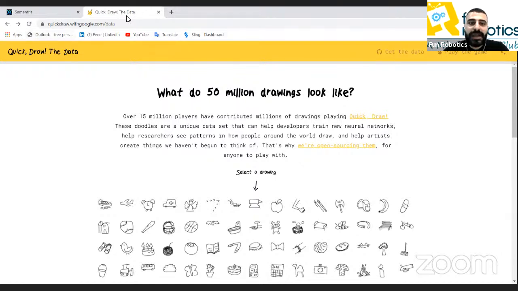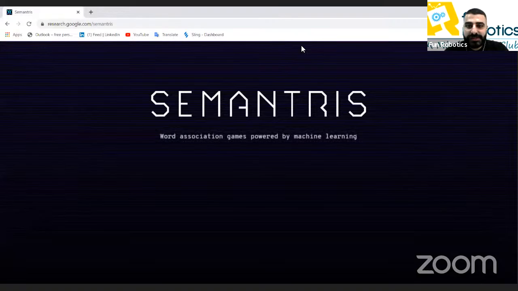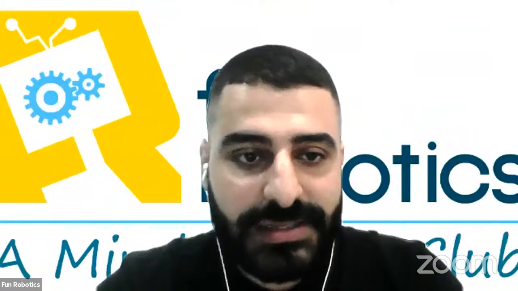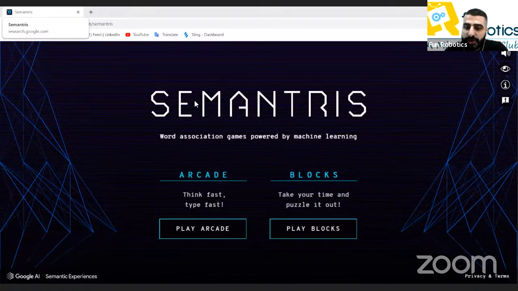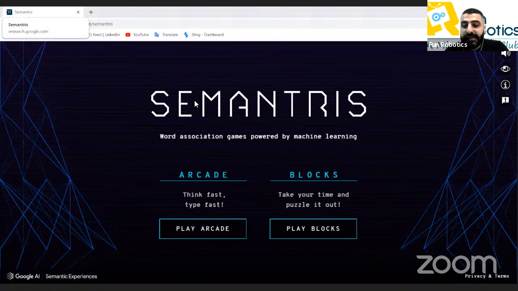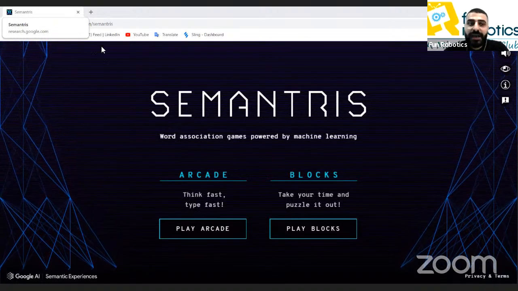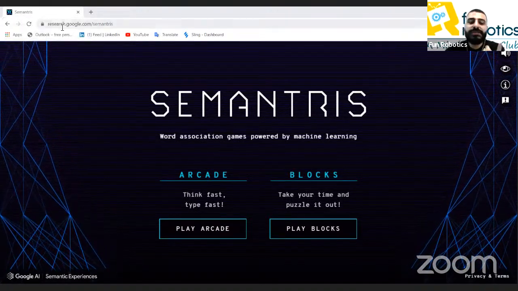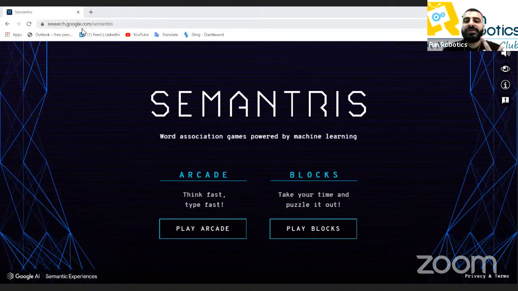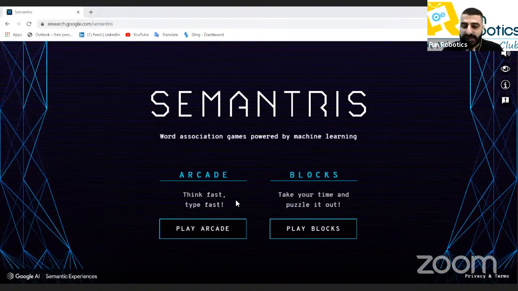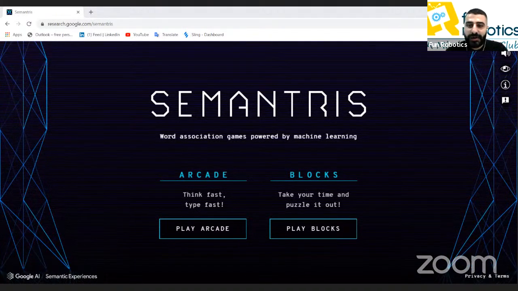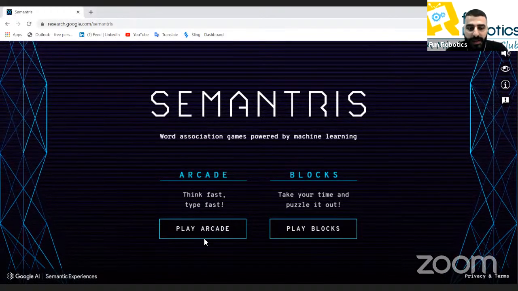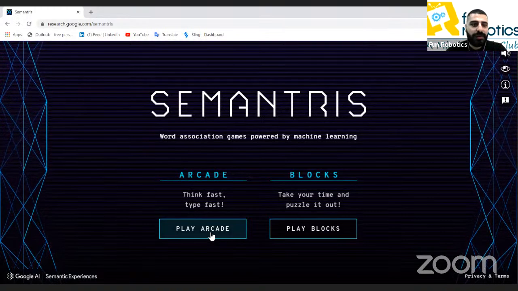I have another game that I would like to share with you called Semantris. So let me just make sure that it's sharing the screen. Semantris is actually a word association game, also powered by machine learning. It uses NLP, or natural language processing. So QuickDraw used image recognition, and Semantris uses NLP. This is a slightly more difficult game to play, but it's still as fun. I'll show you how it's played, and I would love for you guys to try along with me. I'll give you guys 5 to 10 minutes to try along as well.